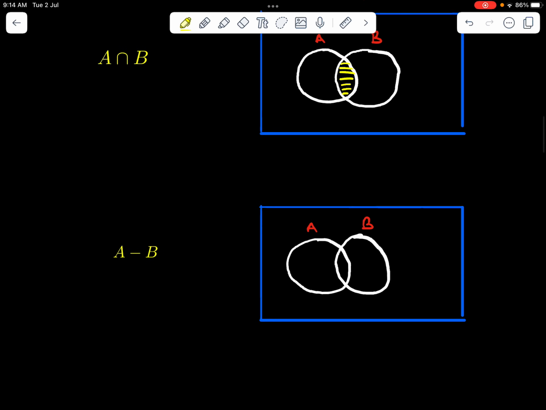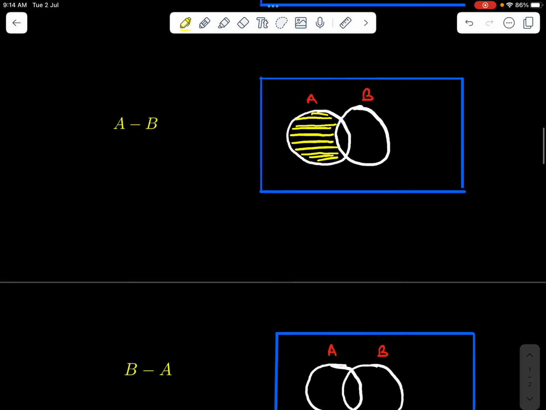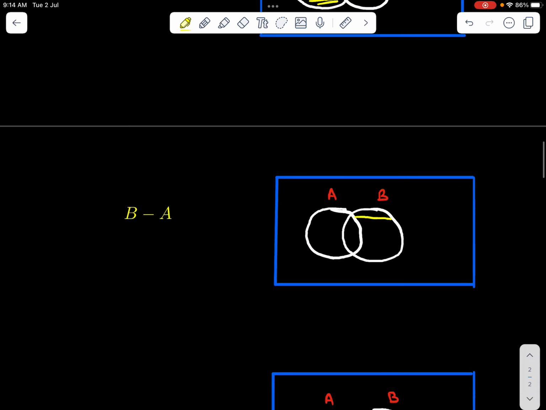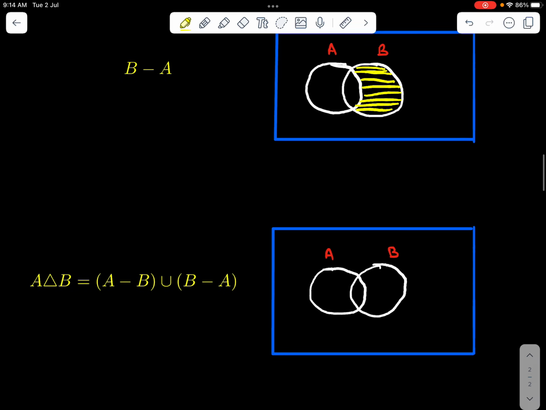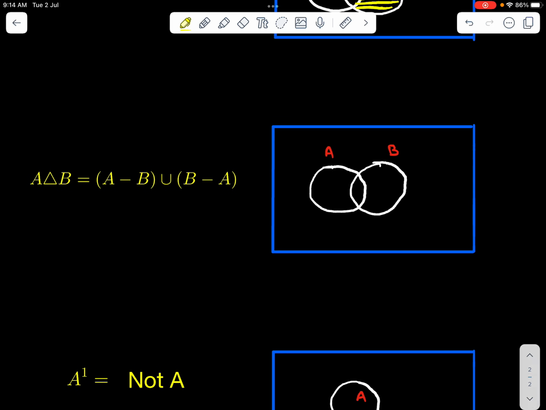A minus B. B minus A. A delta B, that is equal to A minus B union B minus A. This is called A delta B.